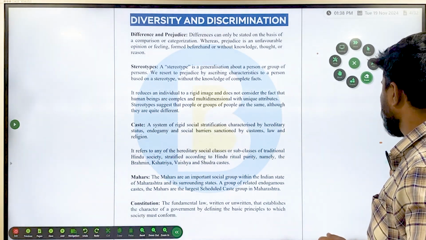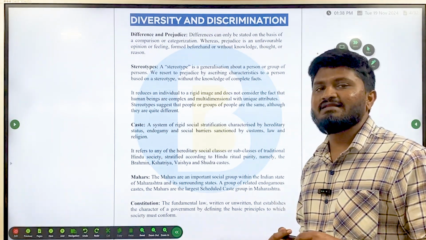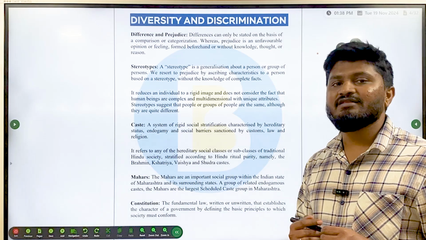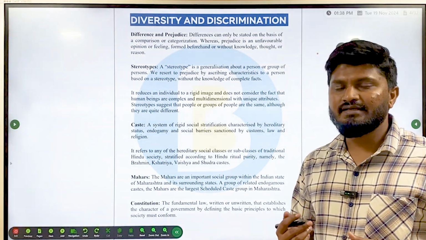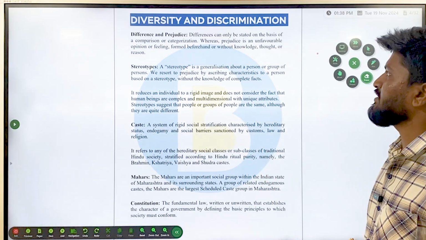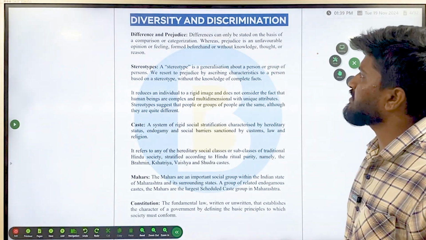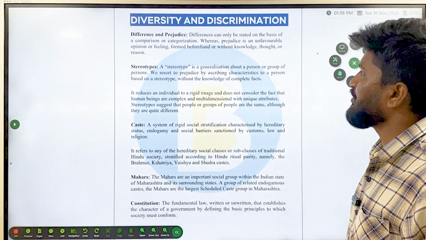Whenever there is diversity in a community, discrimination is bound to happen, because the diversity is stratified on the basis of status, creed, color, money, etc. So we will discuss what is prejudice and difference. First, what is the difference between difference and prejudice?